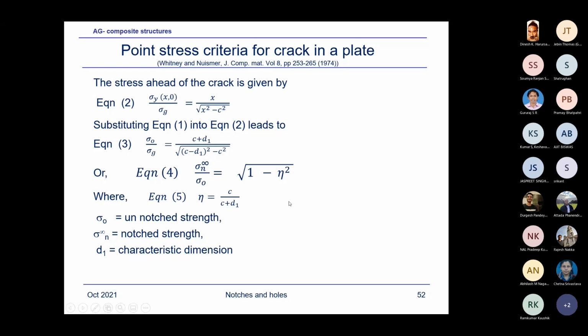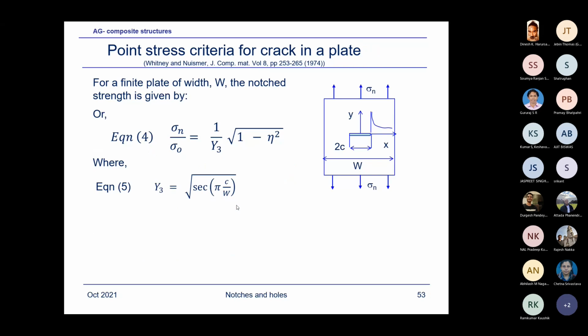Okay, so that means in order to determine this strength, what we need is sigma naught, similar to the hole, and D1, because C is known, D1 which is the characteristic dimension. So it's a two-parametric approach again, similar to the hole.